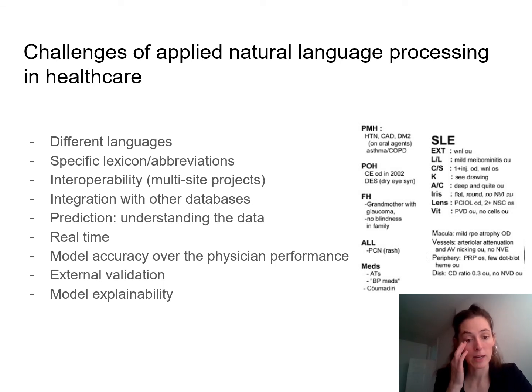And another essential point is the external validation. Once an algorithm or a classifier has been developed, it's very important to evaluate how it generalizes to other clinical settings and have this external validation. And this kind of reproducibility work is not very appealing, but it's essential to translate any kind of algorithm to real clinical practice, as well as model explainability.